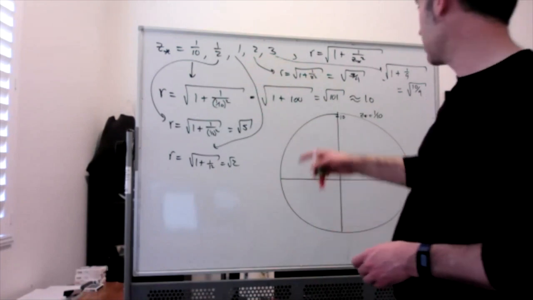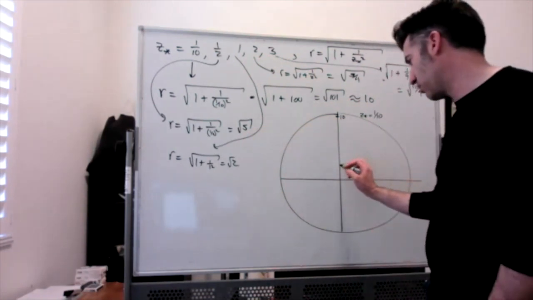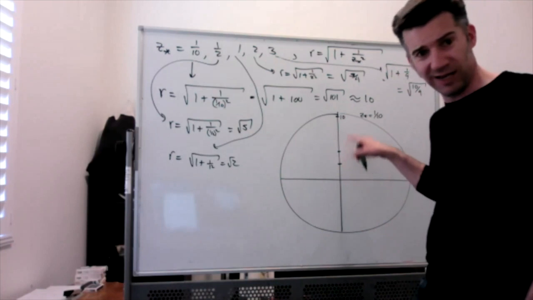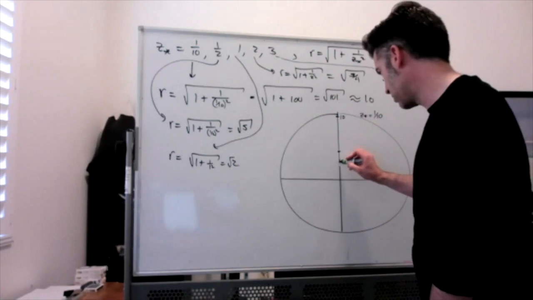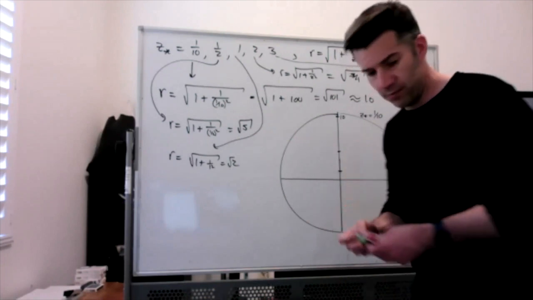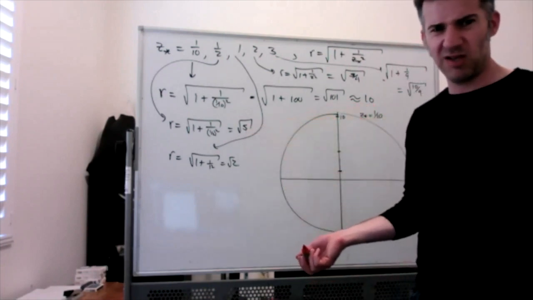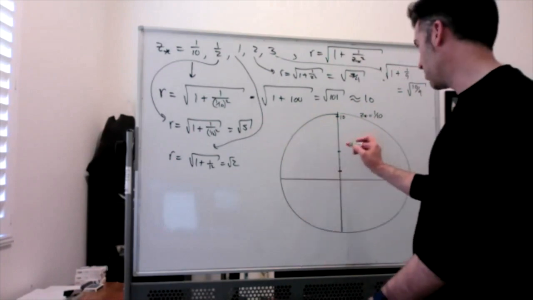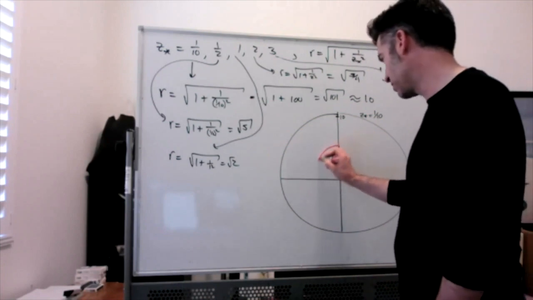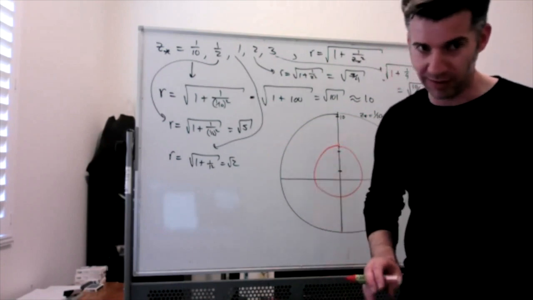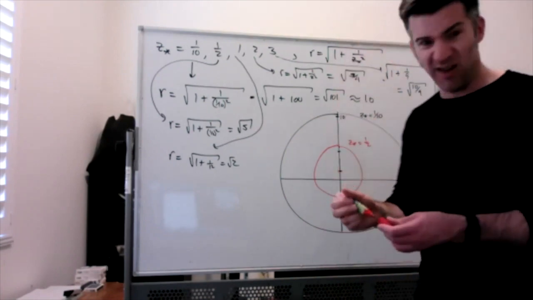And then for 1/2, let's use a different color. For 1/2, the radius was square root of 5, which is a little bit bigger than 2. I'm going to try and make my 1 and my 2 a little bit exaggerated because they're going to get squished in here. So for the square root of 5, that's like 2.3-ish, I think, maybe 2.2. But let's say it's about right here. I know that's way not to scale. So here's z star equal to 1/2. Maybe I should just move my 10 further out.